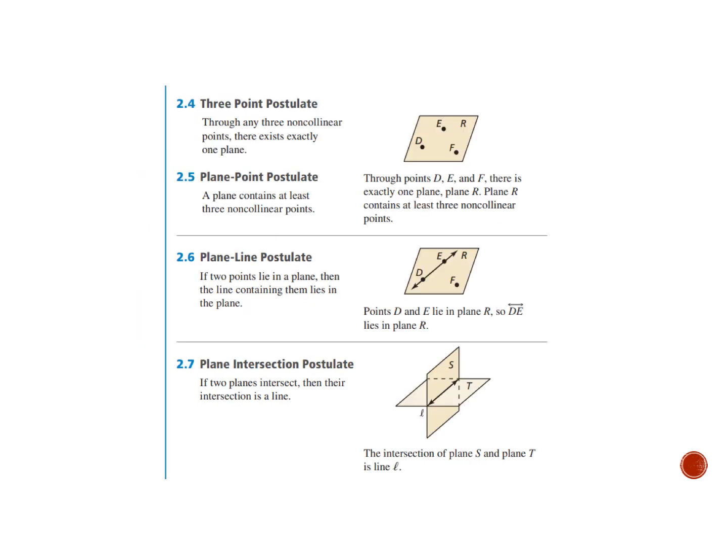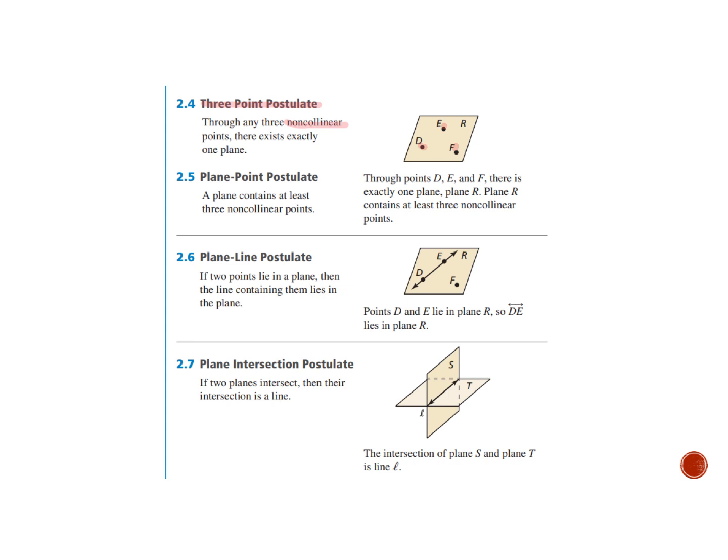Postulate 2.4 is the 3-point postulate. And this just says through any 3 non-collinear points, meaning 3 points that are not on the same line, there exists exactly 1 plane. So you can see over here that if I have 3 points that are not on the same line, that this is going to create a plane.